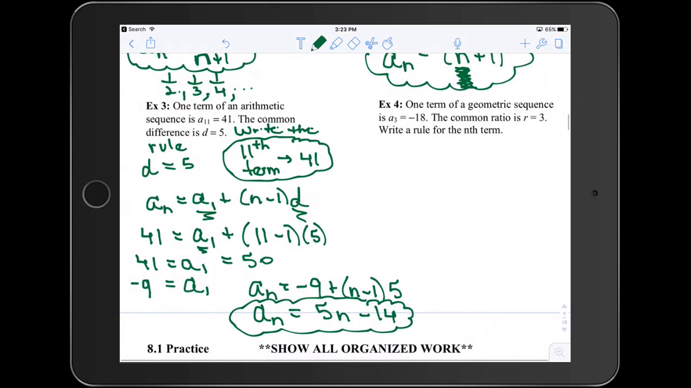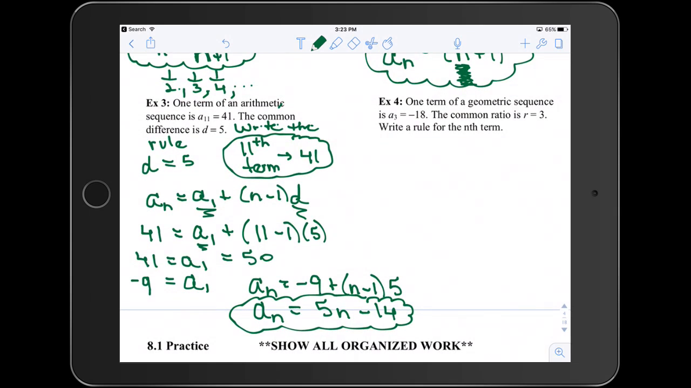Okay, so this example number 4 is kind of similar. It says one term, although we're talking about geometric here. We know that the term a sub 3 is going to be -18. Just in case you're missing what I'm saying here, we don't know this term, we don't know this term, but we know the third term is -18. And we do know the common ratio is 3.